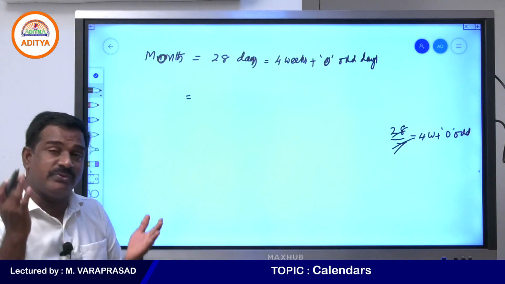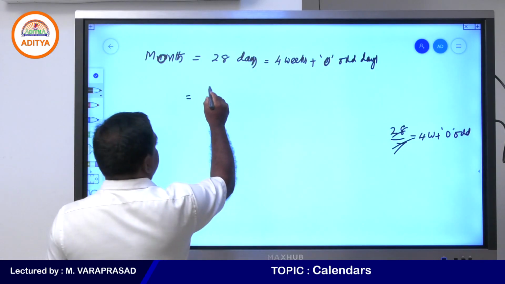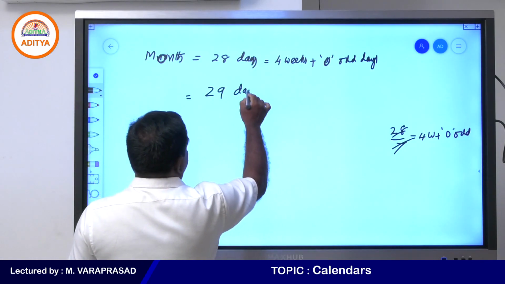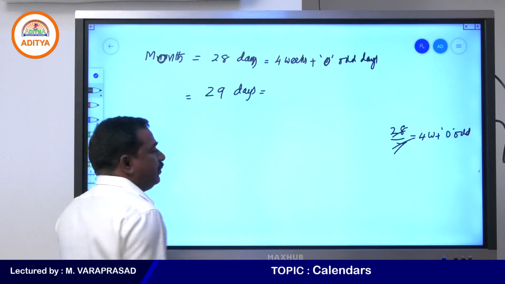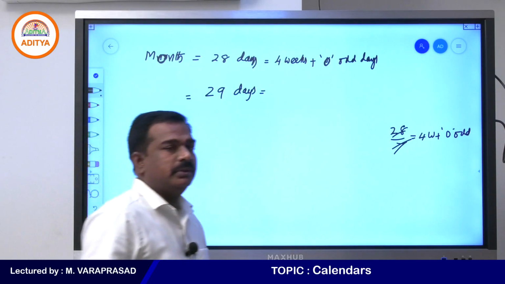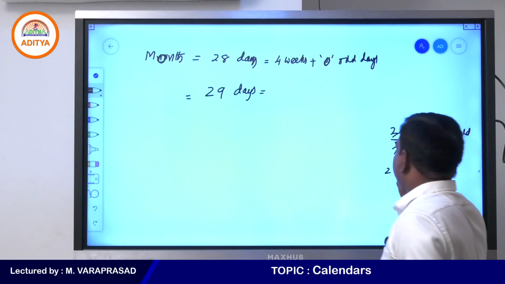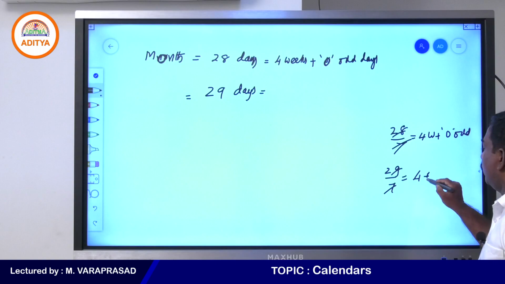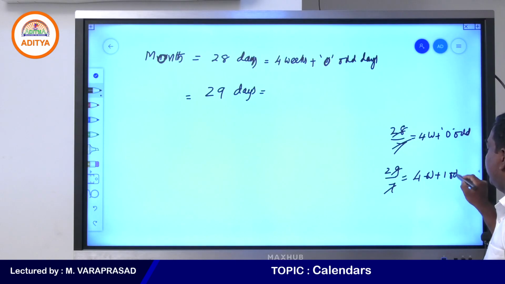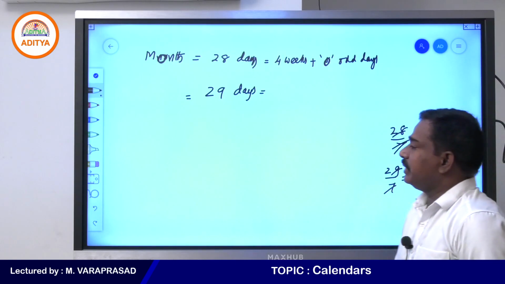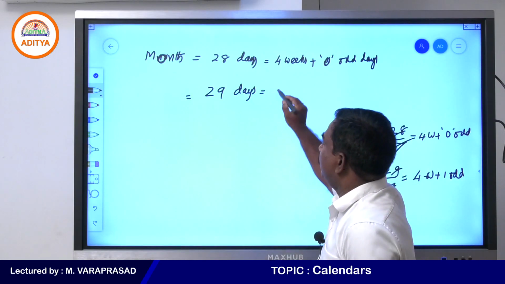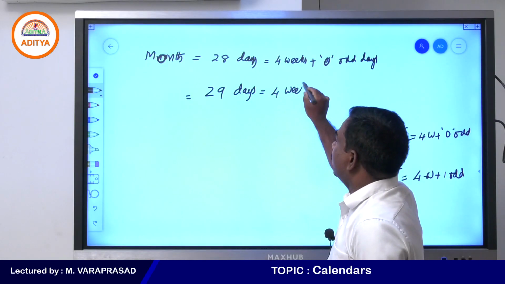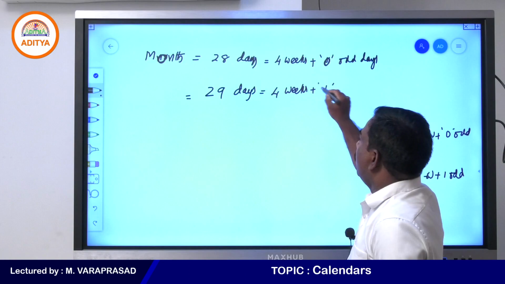A month can also have 29 days, which also happens in February only. If you take a 29-day month and divide by 7, 7 4s are 28 and 1 day is remaining, 1 odd day. So a month with 29 days has 4 weeks exactly plus 1 odd day.